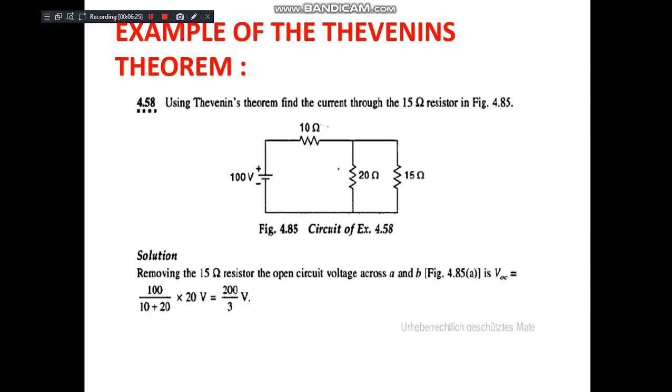So this is the simple circuit. In this one, the first step is removing RL, then the circuit becomes open circuit. First of all, we have to find the total current. Total current is equal to 100 by 10 plus 20. This is the current value. To get VOC, the voltage across 20 is nothing but VOC. That's why VOC is equal to current into 20. So finally it is 200 by 3.